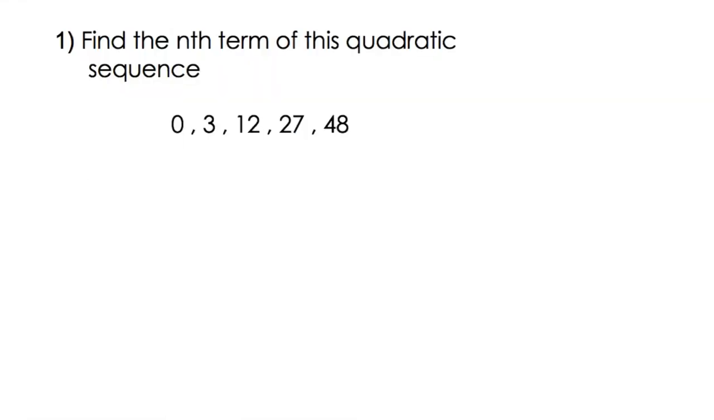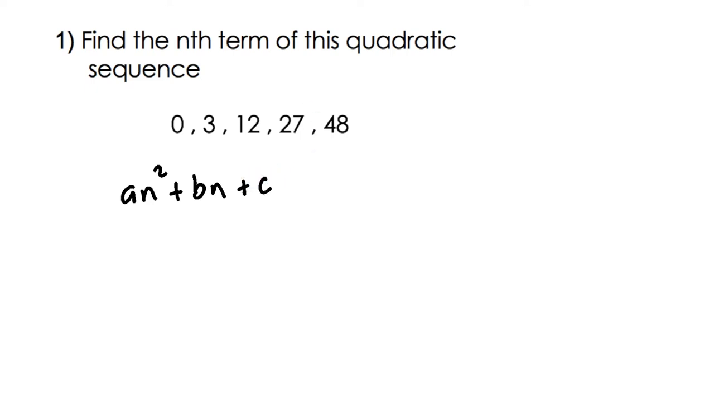Question 1. Find the nth term of this quadratic sequence: 0, 3, 12, 27, 48. When writing your final answer, the quadratic sequence should be written in this form: a n squared plus b n plus c.